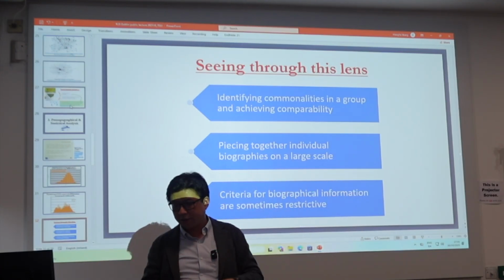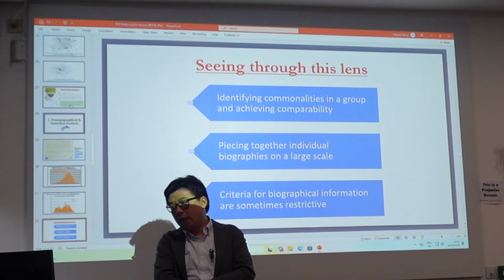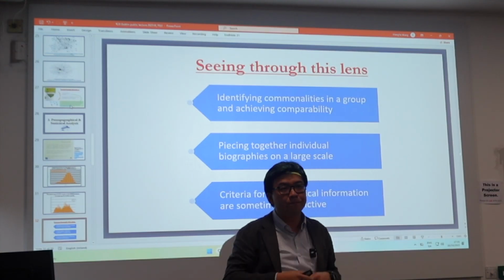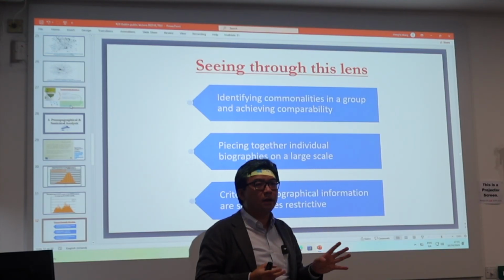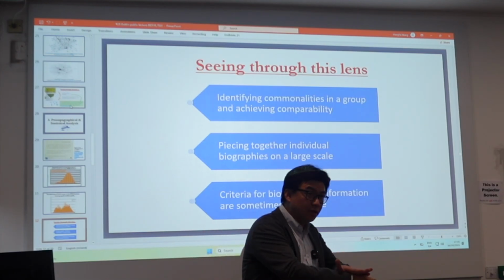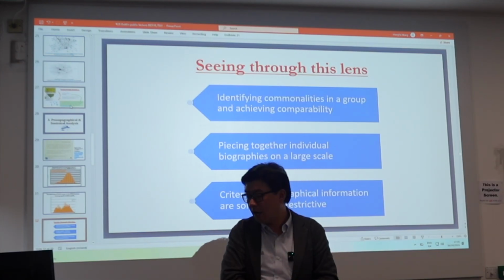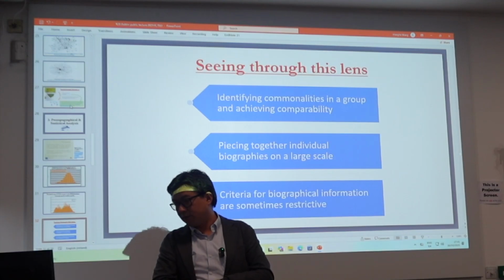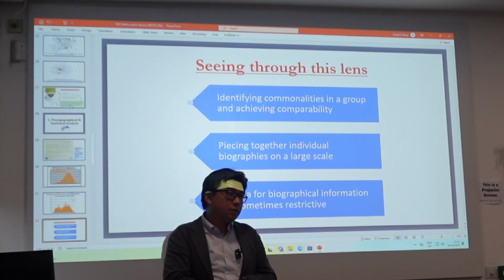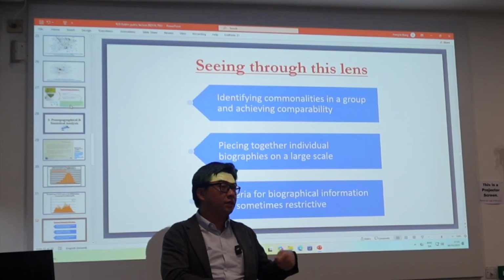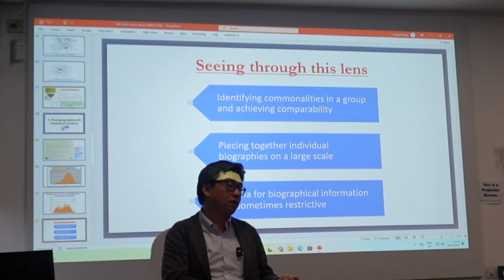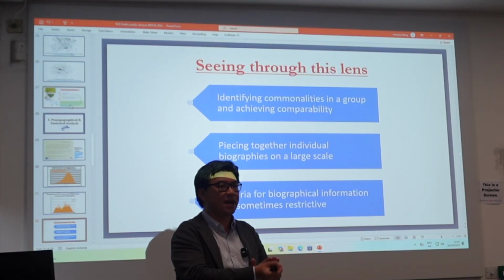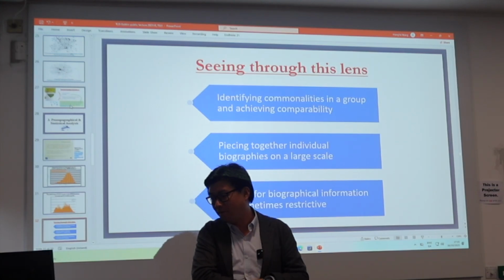These are groups larger than our usual frames of reference. It involves piecing individual biographies together at scale. And of course, prosopography is about looking at some common features, certain things that historians are interested in, age and class and social groups and so on. But one of the problems is the criteria for the information that we are gathering could sometimes be restrictive. Sometimes it's just limited to the things that you think are interesting and worth gathering.